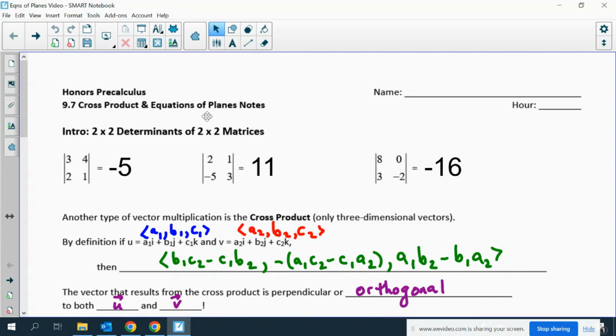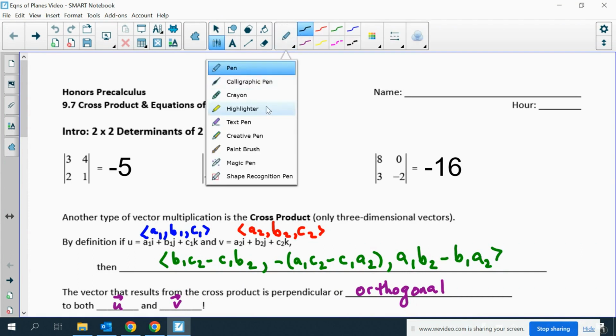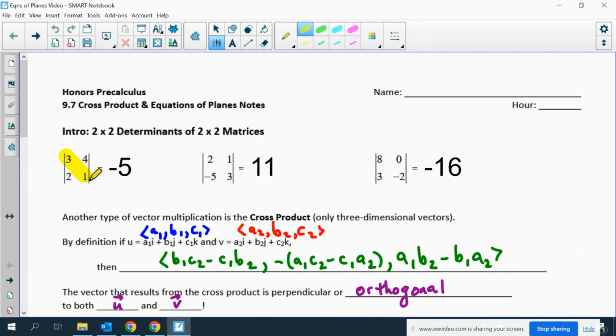This is about the cross product, a review, and equations of planes notes. So just a reminder how to find the determinant of a 2 by 2 matrix. You take 3 times 1 minus 4 times 2, and 2 times 3 minus negative 5 times 1.